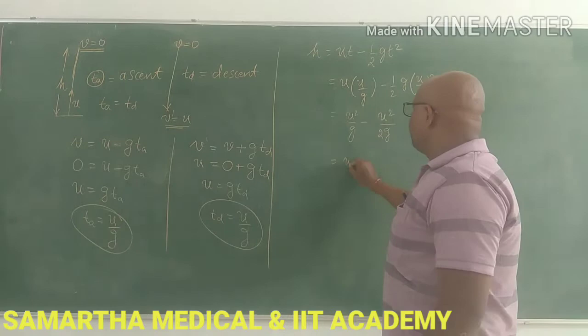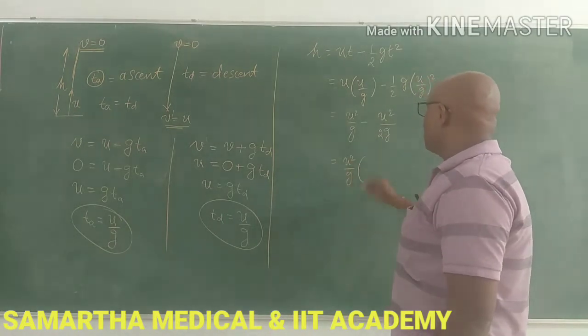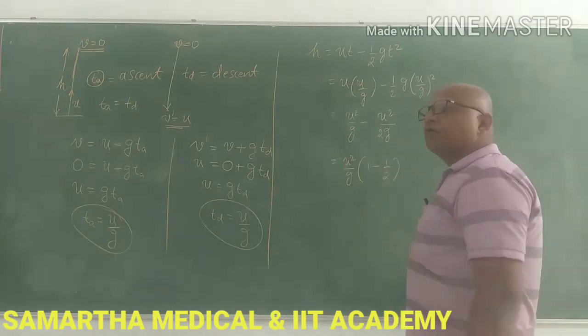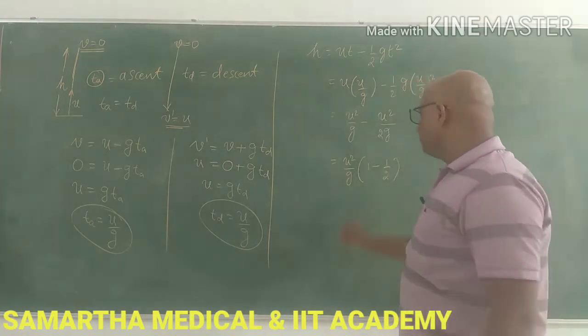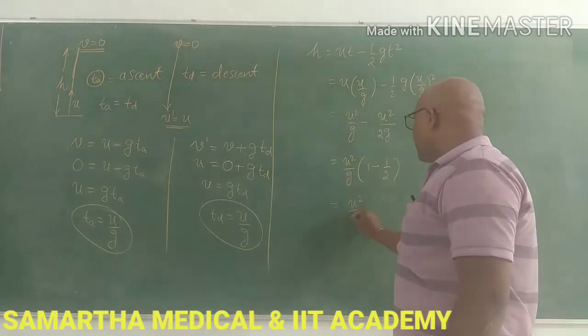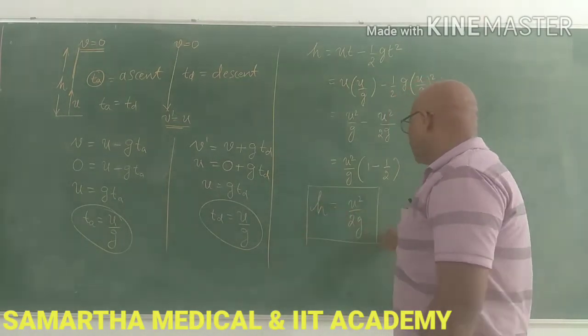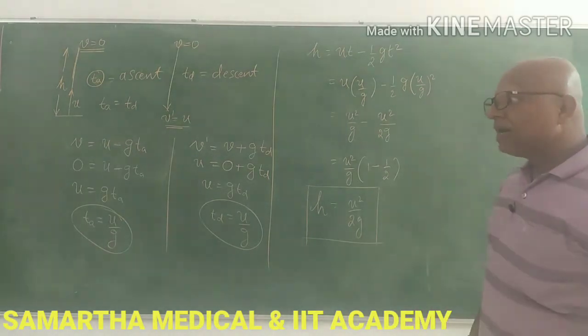Now u square by g, we will take it outside. u square by g is a common thing. Now it becomes 1 minus 1 by 2. What is the value of 1 minus 1 by 2? 1 minus half is half itself. That's why it becomes u square by 2g. Means h is equal to u square by 2g is the equation to calculate the maximum height.